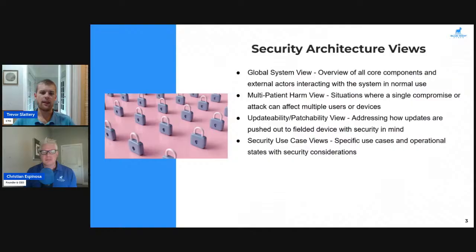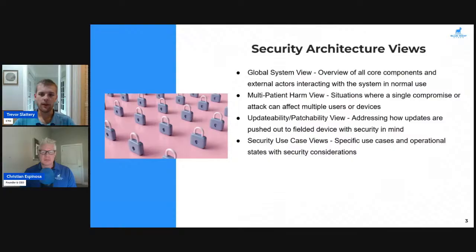The updatability and patchability view is how we talk about where security is built into the update process and how these updates are pushed out to fielded devices. Security is extremely important when we're addressing updates. Updates can often be a security-sensitive topic due to the fact that the process can be so easily compromised. Update infrastructure can often be vulnerable to cybersecurity vulnerabilities, even more so than the device itself. So we want to make sure that security is addressed by the developers on the internal side of things. It needs to be an end-to-end view.